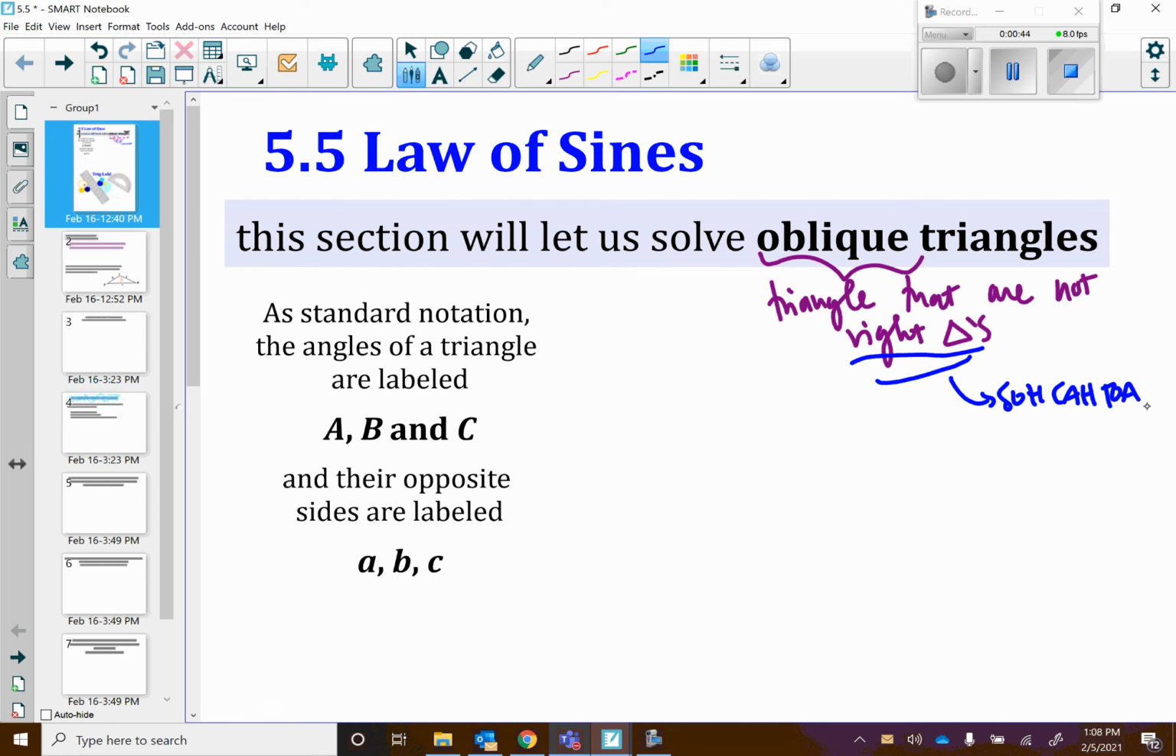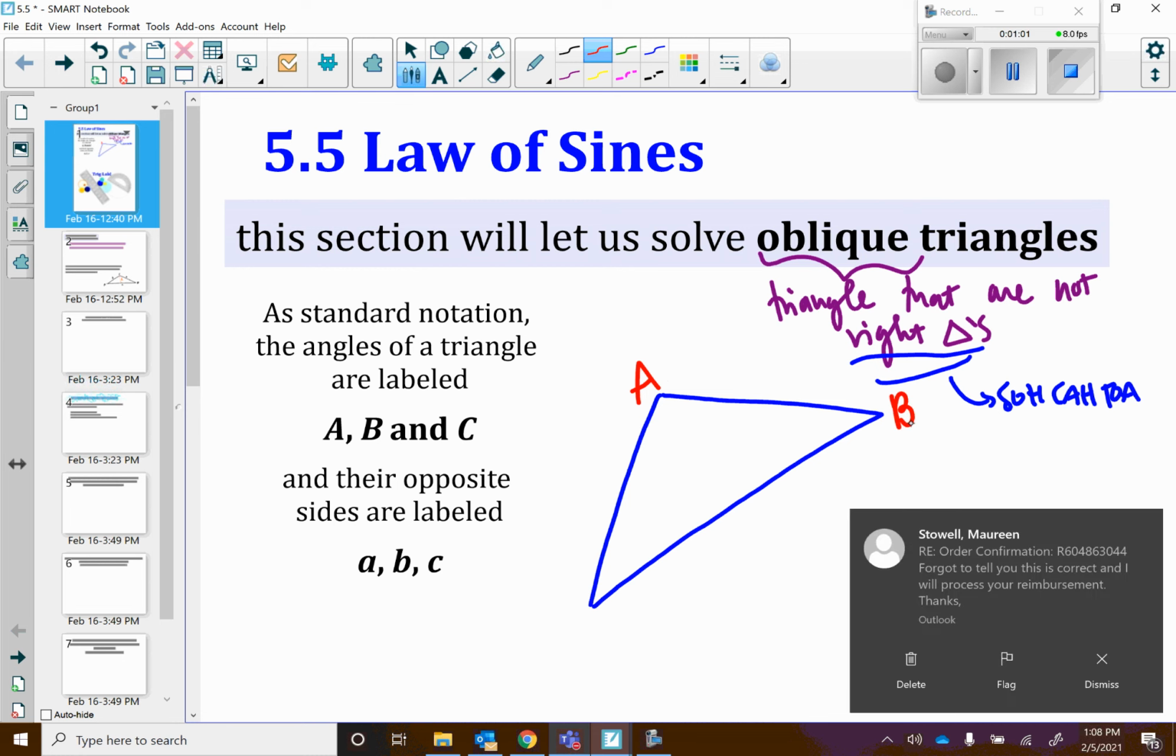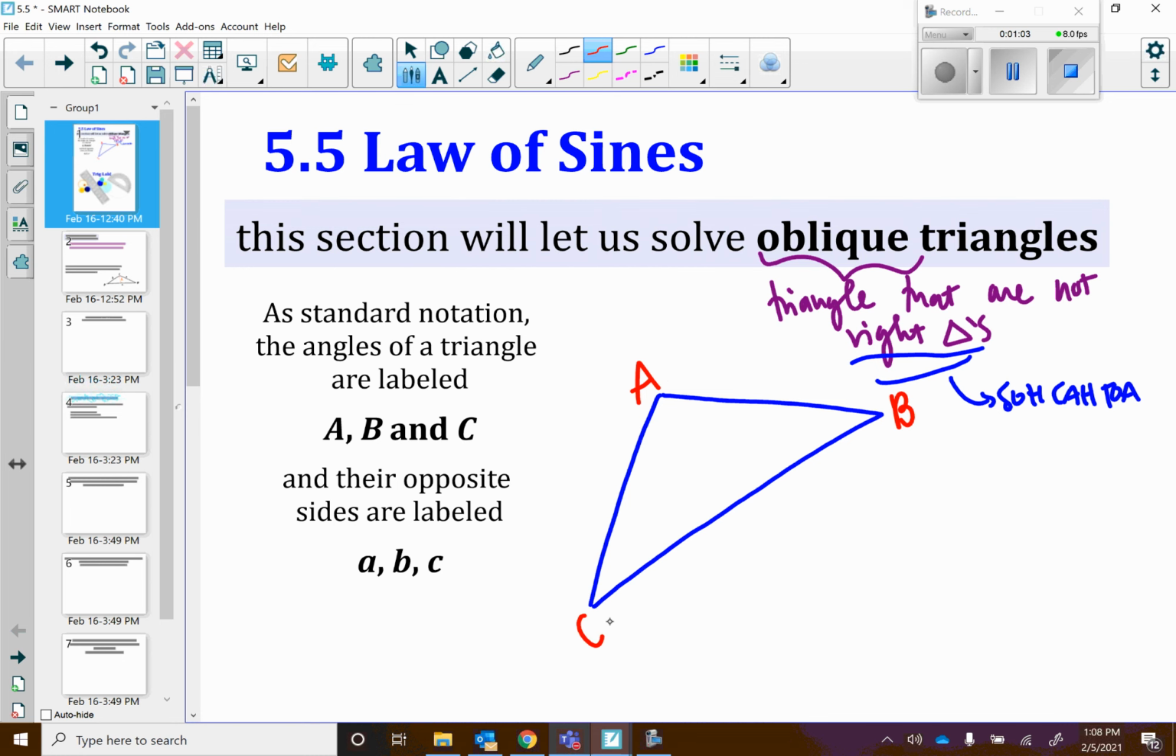The angles of our triangle are going to be labeled A, B, and C. So I'm going to draw a triangle here. Where A, B, and C are the angles and they are uppercase. So let's say this is angle A, this can be angle B, and this can be angle C. The side opposite angle A is often labeled with a lowercase a, the side opposite angle B, lowercase b, the side opposite angle C, lowercase c.